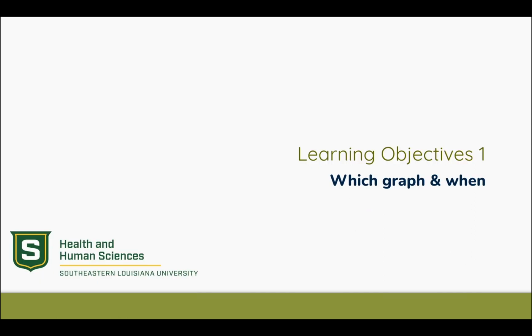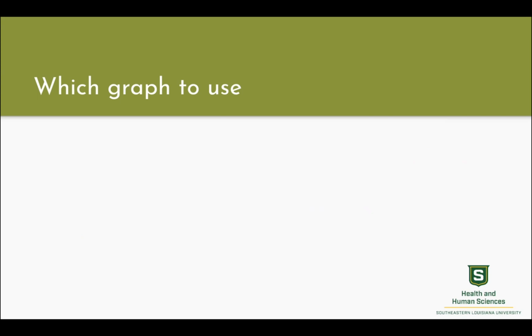So to begin with, we are going to look at which graph do you create and when do you create it. So which graph to use? Graphs and charts are visual impressions of summarized data. There's so much information that can be in a data set, as you have seen in previous data sets that we have used for this series, and we can use charts and graphs to summarize it and present it in a way that is easy to understand.